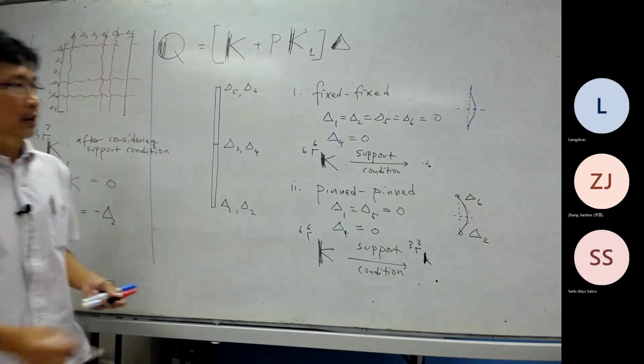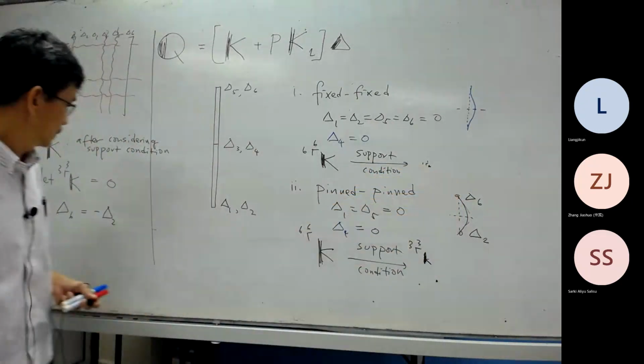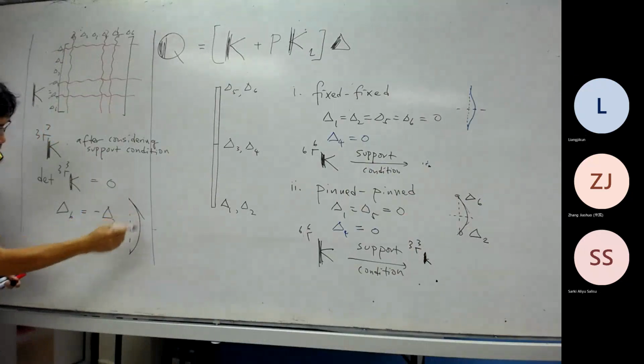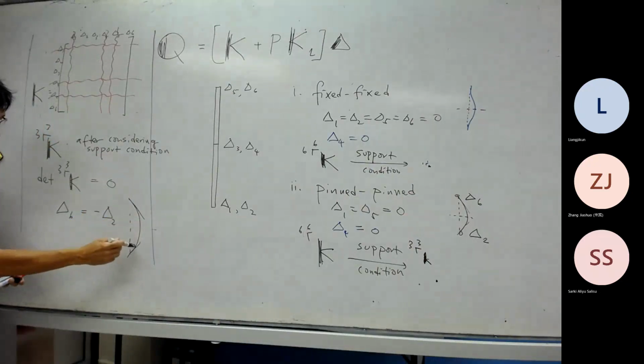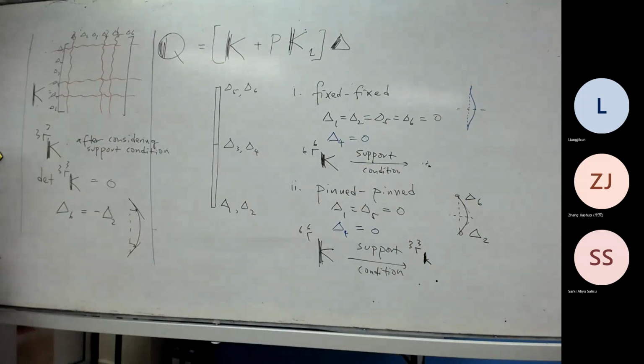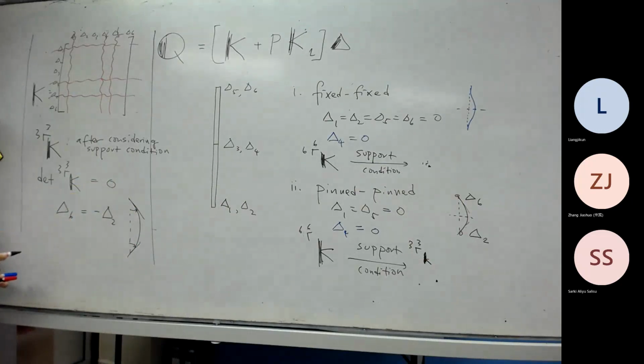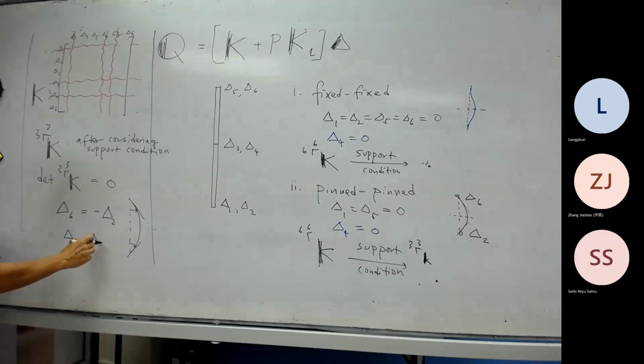This is the condition of symmetry. This and this rotations, they are the same magnitude, but this one rotates clockwise, this one rotates anti-clockwise. So we have these conditions. So if we put in these additional conditions, the independent ones become delta 2 and delta 3 only.